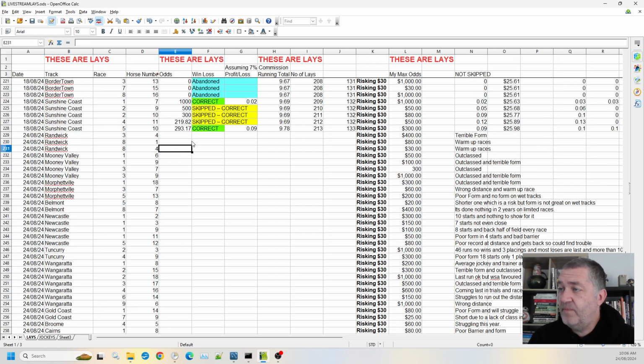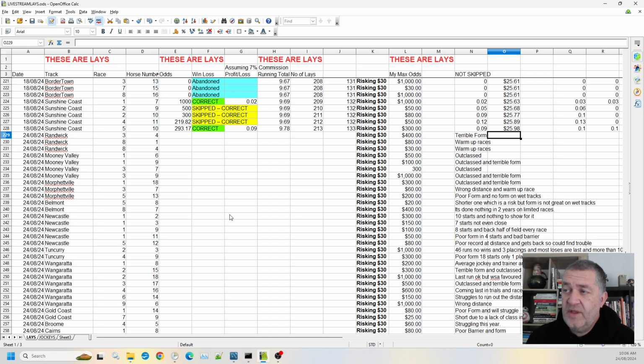We'll start off. I've put a bit of a reason on why I have laid the selections this week, just so you can see what I am looking at. So if we look at Randwick race 3, number 4, that horse had terrible form, so I'm going to take it up to about $400, and it wasn't running anywhere near what is required for a Saturday meeting at Randwick. And the other ones are in race 8. I've got number 1 and number 4.